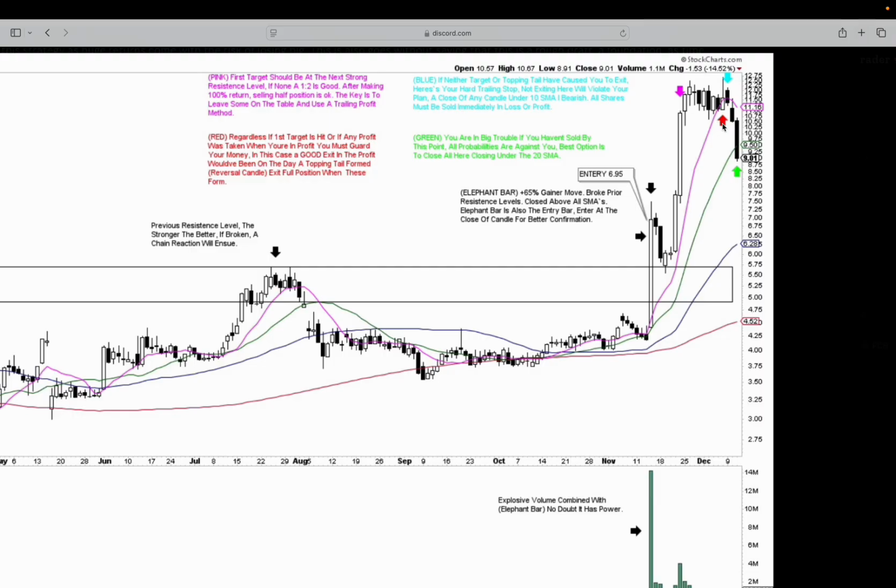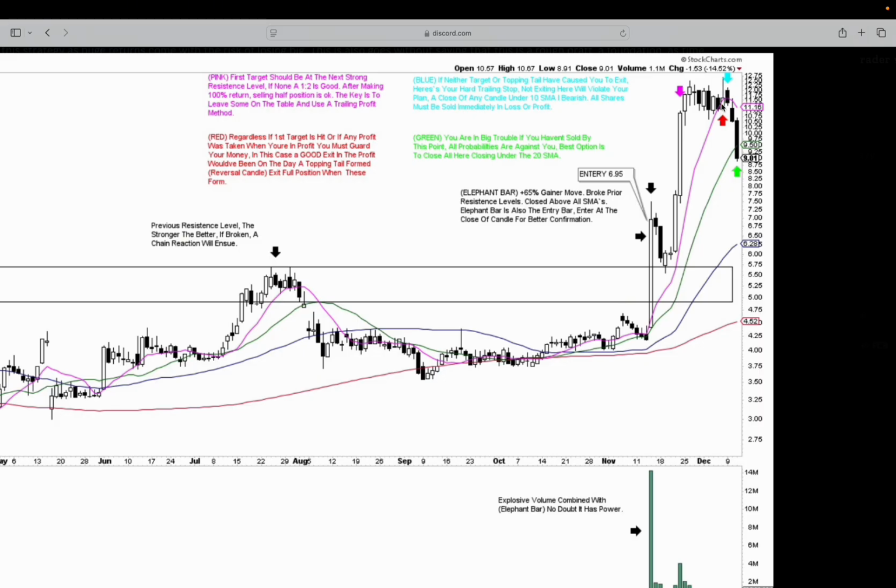So in order to avoid losing any more money or giving up money that you've already made, you do want to have some form of trailing profit method, which in this case would be a reversal bar. So we have a red arrow here pointing at a reversal bar. This is pretty much a topping tail, what you would call it. You would exit full position after this, after some sort of a reversal bar appears, like in this case it was a topping tail.